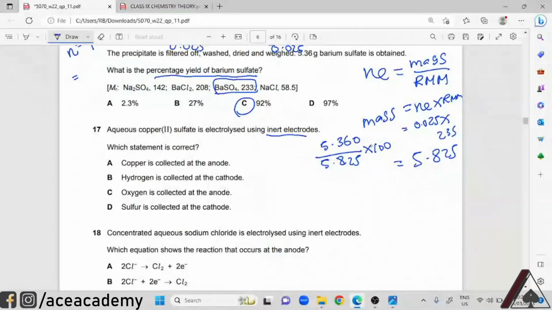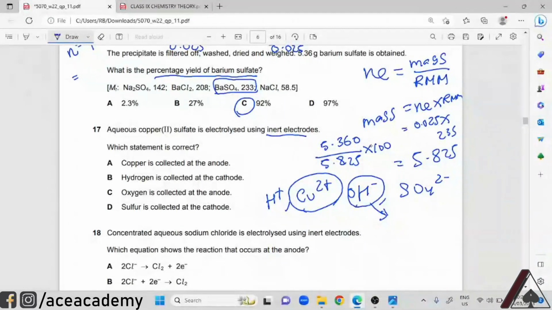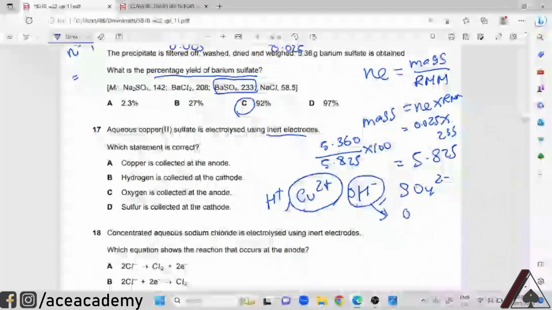So the ions present in aqueous copper 2 sulfate are hydrogen ions, copper 2 plus ions, hydroxide ions, and sulfate ions. But since copper is less reactive than hydrogen, copper is the one that we will receive at the cathode, and hydroxide ions are the ones that will react in the anode. When hydroxide ions undergo reaction in the anode, they produce oxygen.